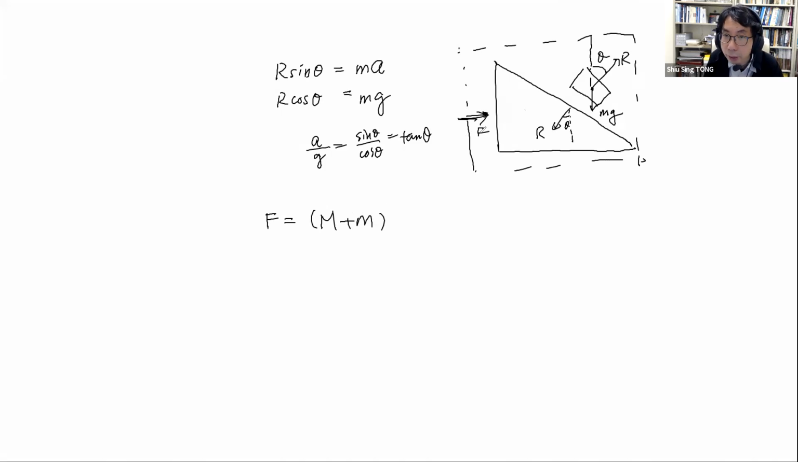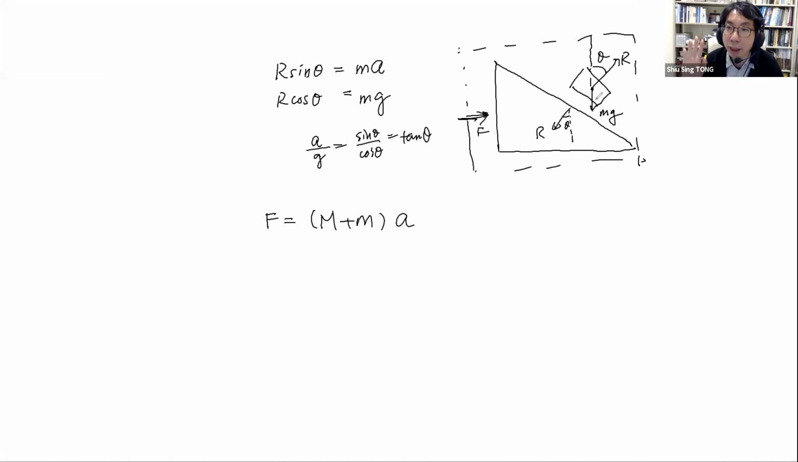And so the external force is equal to the total mass of the system, big M plus small m, multiplied by the common acceleration a. Now this is possible because the two bodies are moving as a whole. They are not sliding relative to each other. If the two bodies are not moving with the same acceleration, then you have to be very careful. You require separate treatment. We will know how to deal with that in the chapter of momentum.